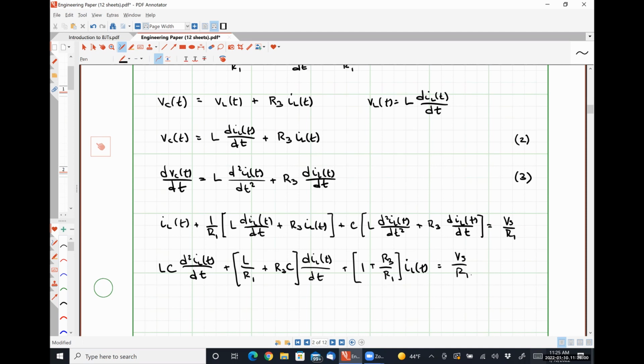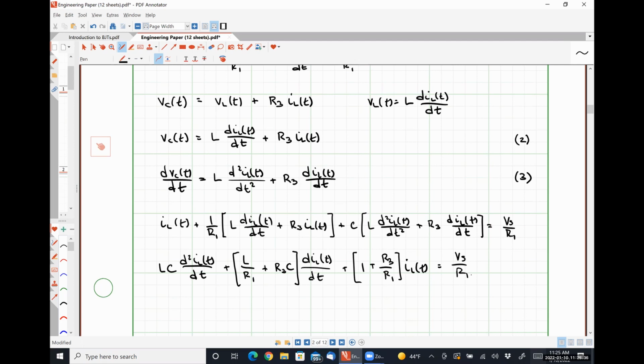Let's double check, just for the sake of argument. The second derivative term only shows up once. I have this L out in front that's being multiplied by the C that's getting distributed, so that's where that LC came from. That seems legit. I see the first derivative show up twice, so I should have 2 total terms. Here, I have an L that's being multiplied by the 1 over R1 that's being distributed, so that's where this comes from. Over here, I have an R3 that's multiplied by this C, which is where this term comes from.